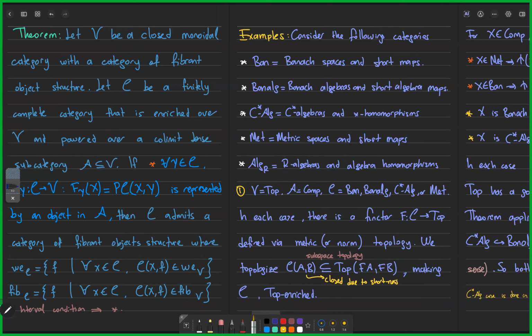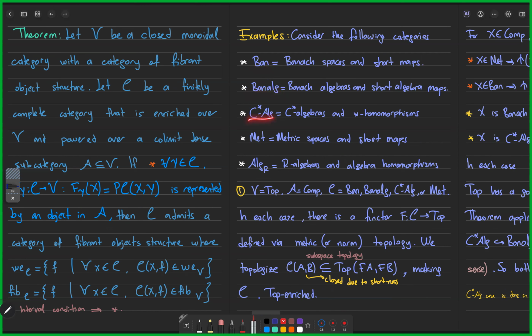I mean, consider one of the following categories. Ban is the category of Banach spaces and weak contractions. They are called short maps. I will just call them short maps. Banach algebra is the category of Banach algebras and short algebra maps. So this is actually the full subcategory of monoids in Ban with respect to the projective tensor product.